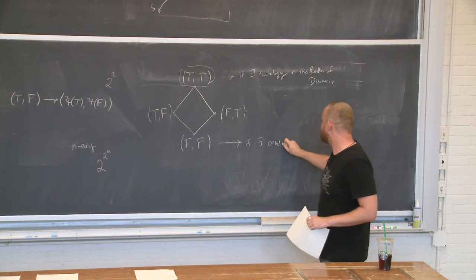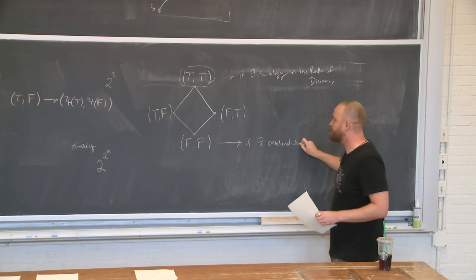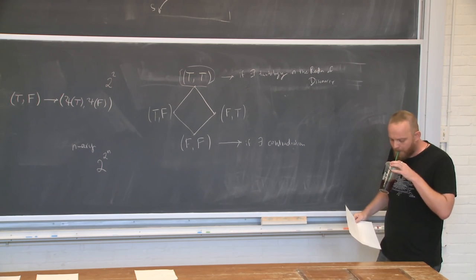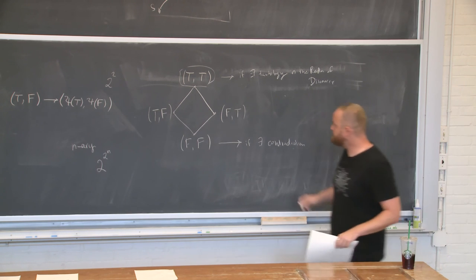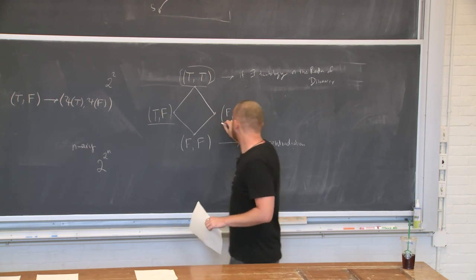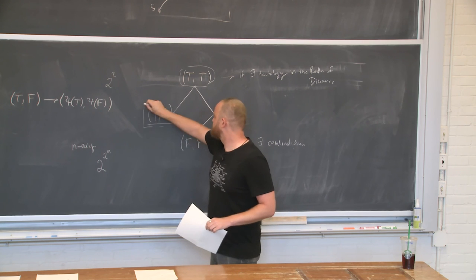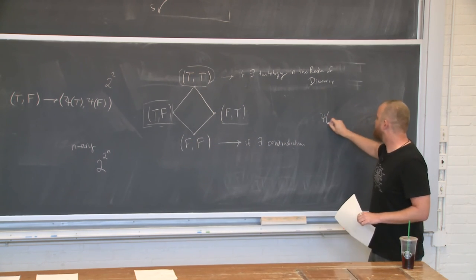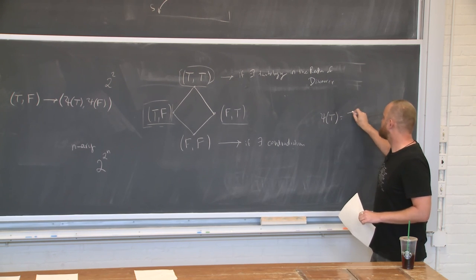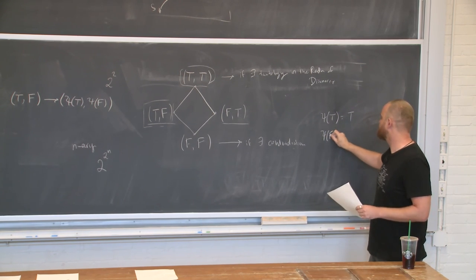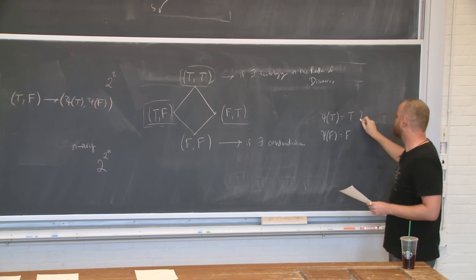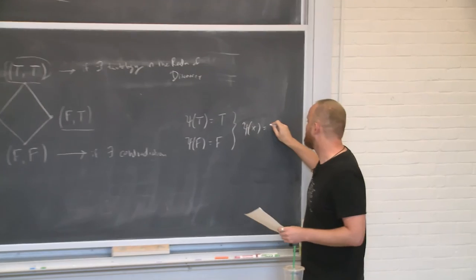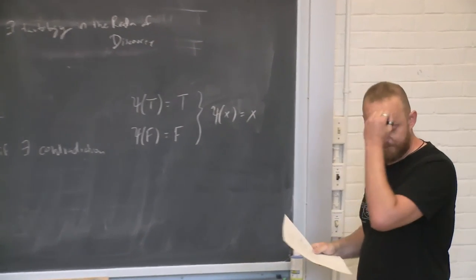Same thing with this one, except here we have to have a contradiction. So there has to be a statement that's always considered false. It's these two that are a little bit more interesting. So first, let's look at this guy right here. This guy here says that psi acting on true is true, and psi acting on false is false, which means that whatever psi acts on, you get the exact same thing back.